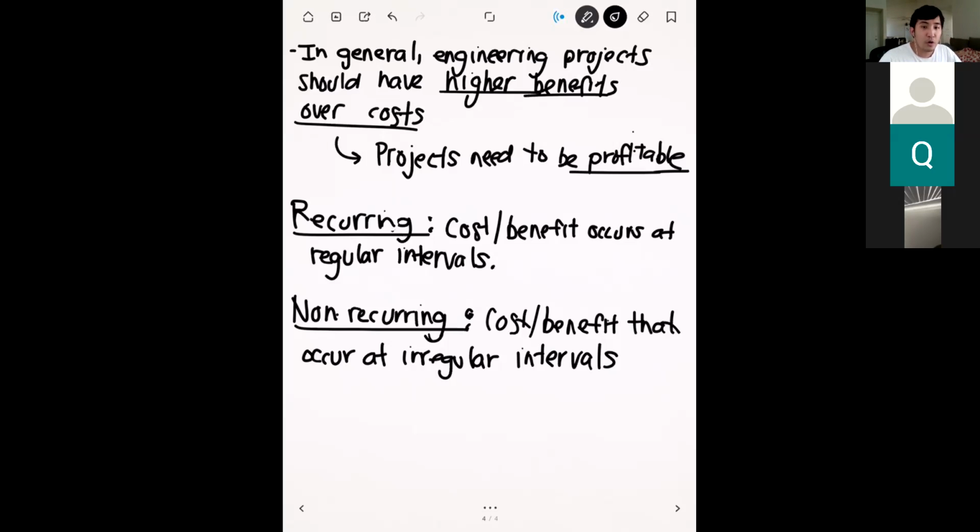So that would be a non-recurring cost. A non-recurring benefit would be, say you've used this machine for 10 years and now you're ready to sell it because your company's not going to use it anymore. So you sell your machine, and that's a one-time sale. You're not going to keep magically getting more machines. You just have one to sell. So that would be a non-recurring benefit.